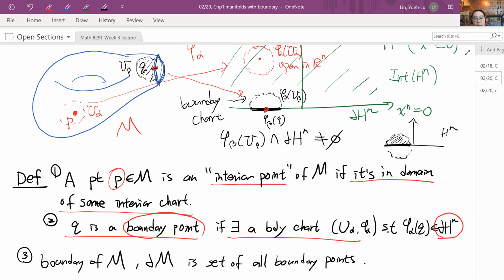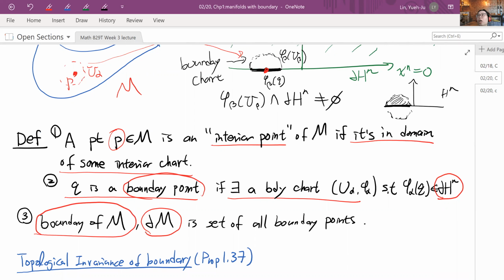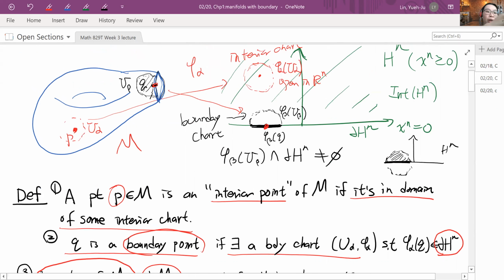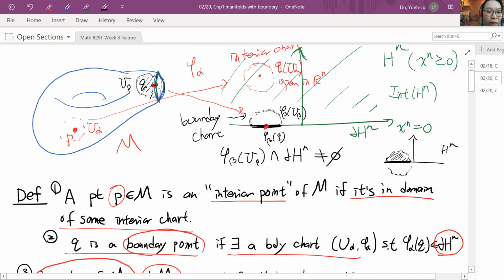Intuitively, if you collect all the possible boundary points, that's the boundary of M, and we use this specific notation. You have already seen it in point set topology when we talk about a boundary in the topological sense. In the picture I just drew, the boundary will be roughly a circle here.